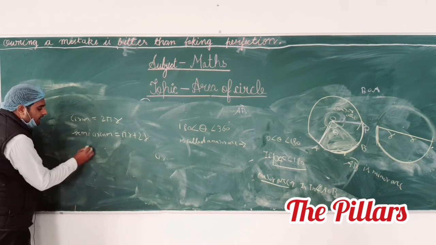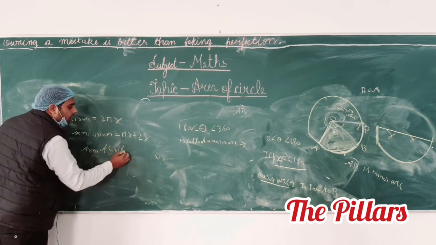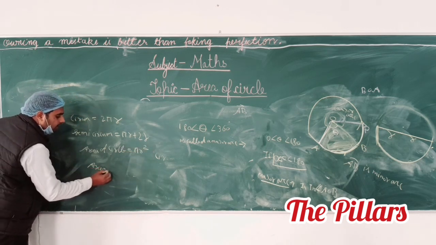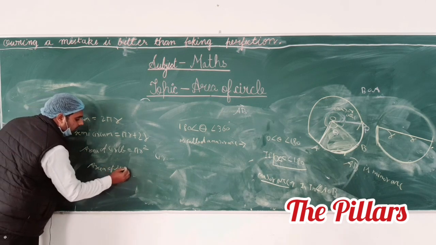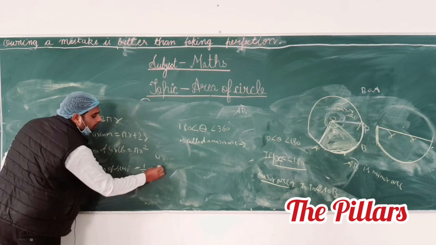Okay. Area of a circle is pi r square. Area of a semicircle is half of the area, it means 1/2 pi r square.